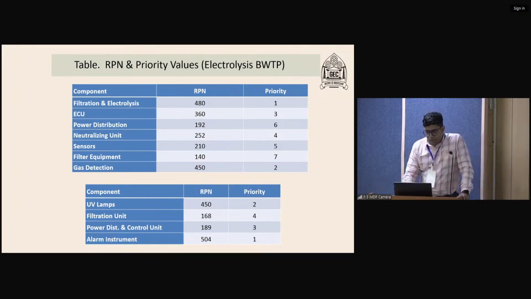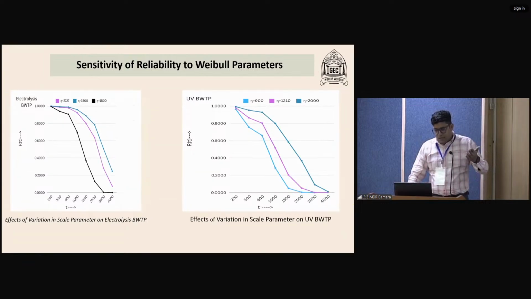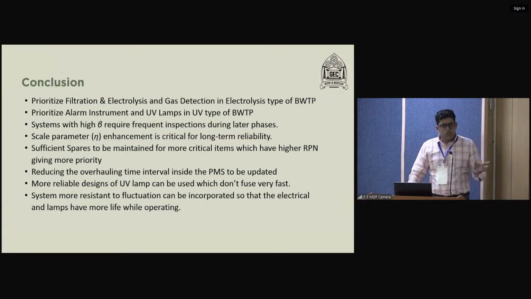I have also done sensitivity analysis to find out how beta is reacting. Beta with increase does good at the start, then creates problems afterwards, and the same way for the scale parameter. If you increase it, it is giving good results. So these two analyses will help me in finding out, if tomorrow I want to test it on other things, it will give me some idea.